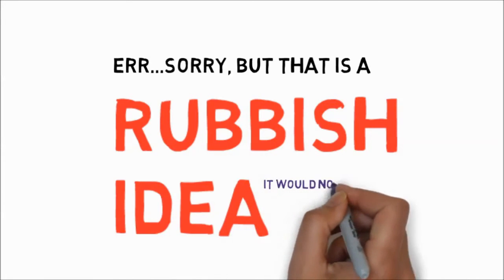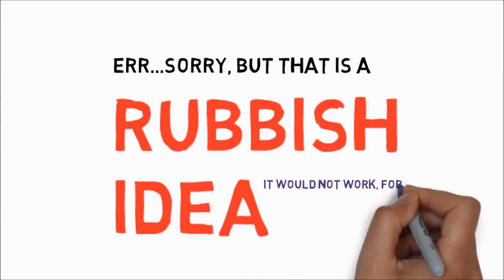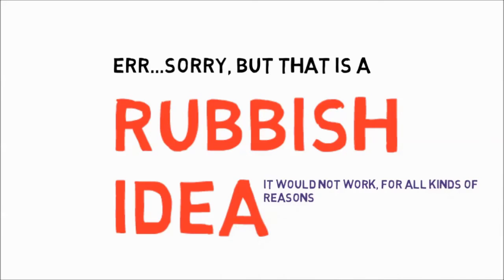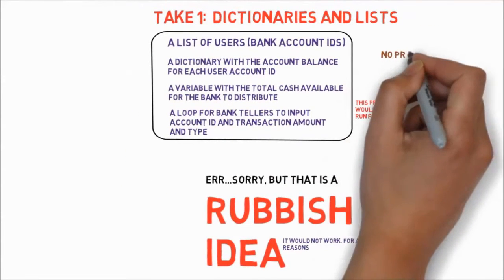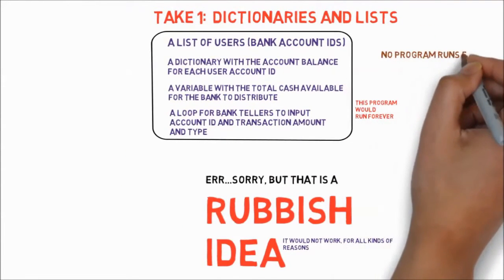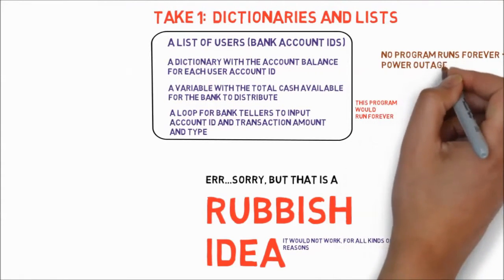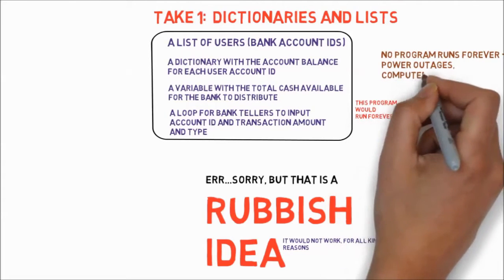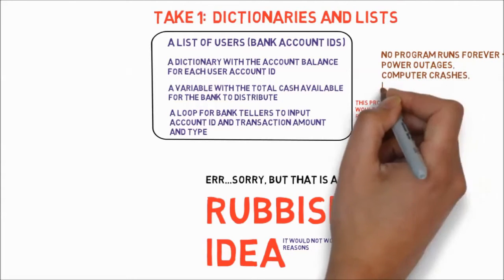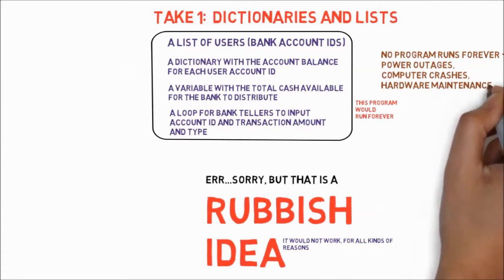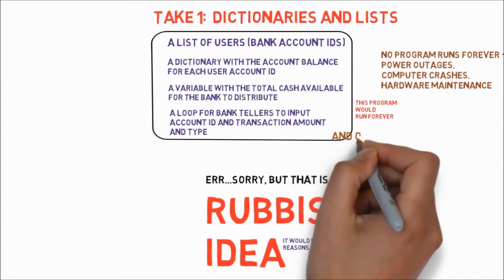That's just a rubbish idea. It would never work. What if there was a power outage? What if there was a disaster? All kinds of reasons. It would never work. No program ever runs forever. You'll have to do some sort of maintenance. You might have computer crashes. This is very common. You might have power outages. And with each of these things, you would have to have security for your data. The data should still remain as is even through all of these outages.